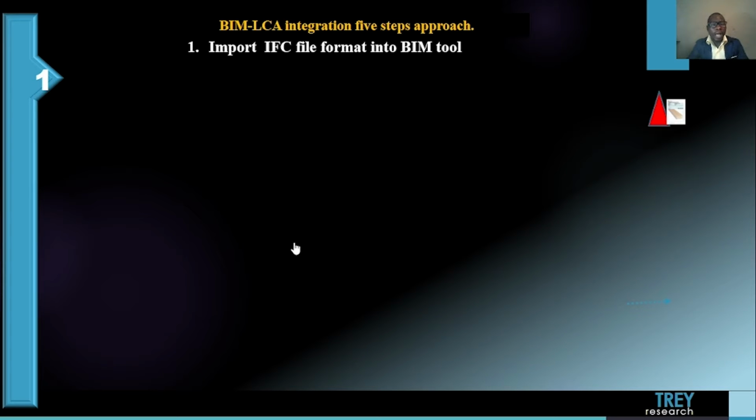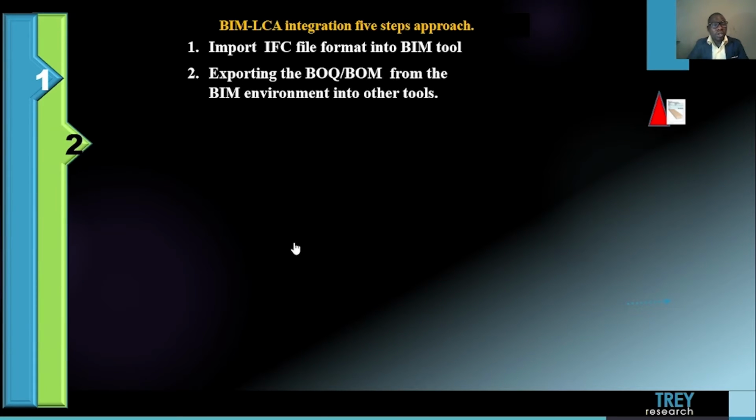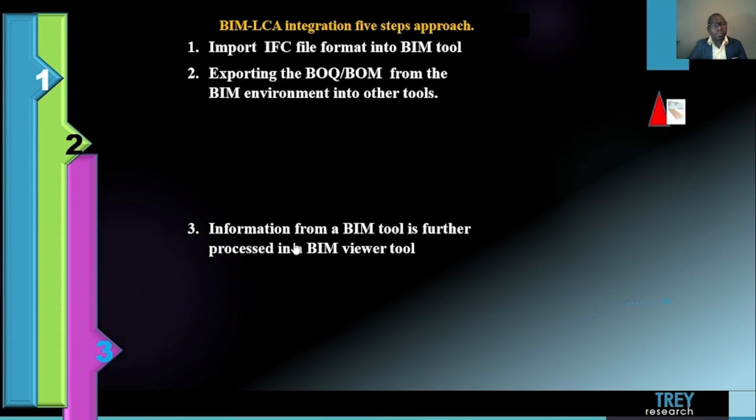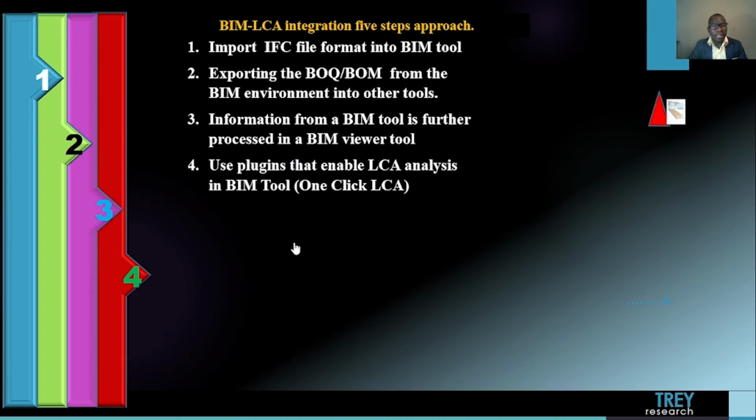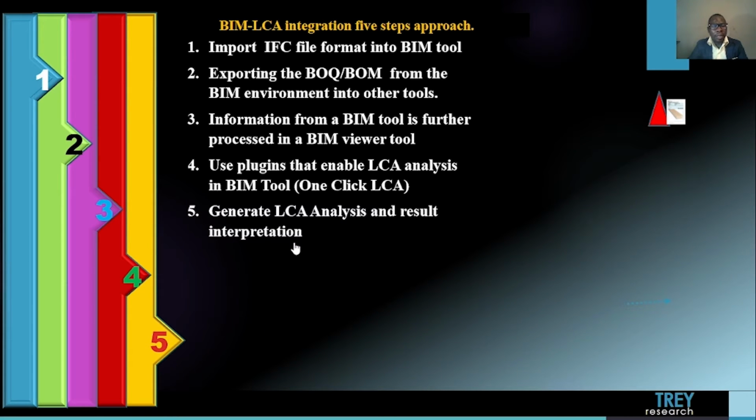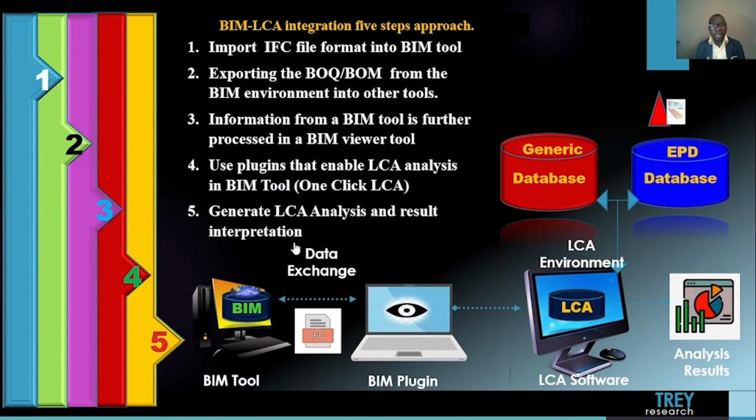The first one, we have to import IFC file into BIM tools, exporting the bill of material and bill of quantity from a BIM environment into other tools. Information from a BIM tool can be further processed in a BIM viewer environment. Using a BIM plugin that enables LCA analysis, we can generate LCA analysis and result for interpretation, as you can see from this pictorial diagram. So this is the typical pictorial representation of how to generate BIM LCA CO2 reduction.